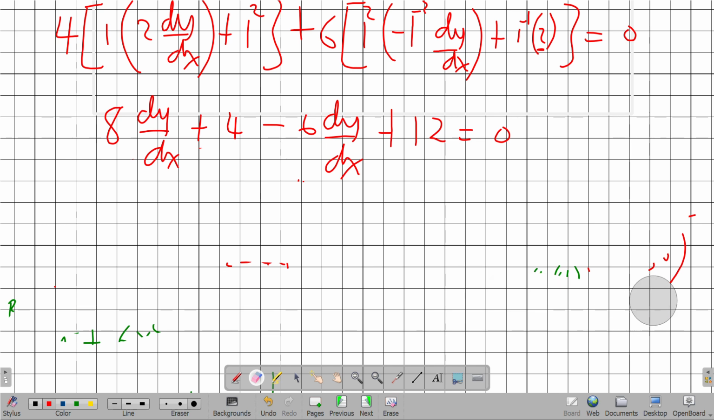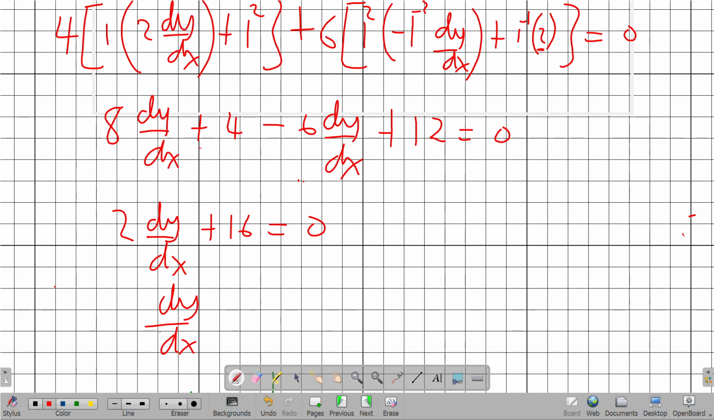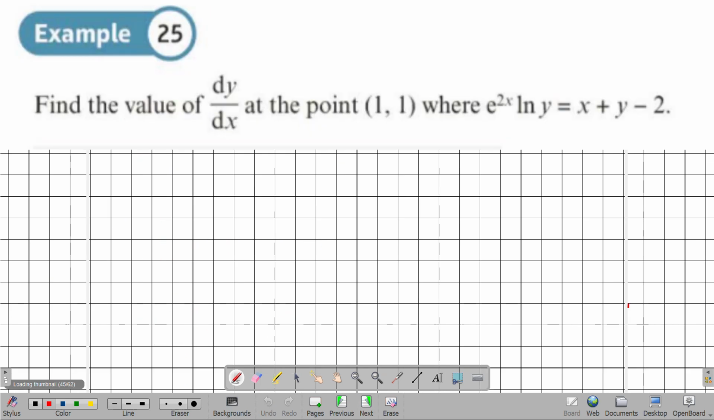So now it's just a matter of simplifying it again. 8 minus 6 is just 2 dy over dx. 4 plus 12 is just 16, which is equal to 0. So we're going to have dy over dx, actually, we got minus 1. So that's a good thing about substitution. You don't really need to do a lot of rearranging to get the question into an arranged form. Once we've differentiated, you can just substitute straight away.